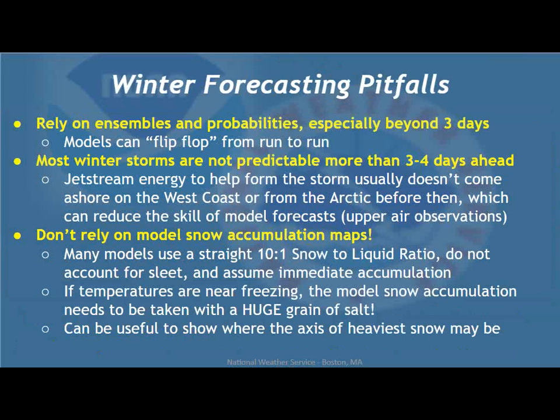Finally, another pitfall is relying on modeled snow accumulation maps. One of the biggest reasons is what's known as the snow to liquid ratio. Basically, for how much water falls, how much is that going to translate into in snowfall? Average is about 10 to 1, 10 inches of snow for every 1 inch of liquid. That's average, but it all depends on how cold or warm the temperature profile is, and we'll talk about that next. So, a huge grain of salt with snow accumulation maps from models, but they can generally be useful to show you a general idea: this is where the heaviest snow is probably going to be, lighter snow along the coast, that kind of thing.